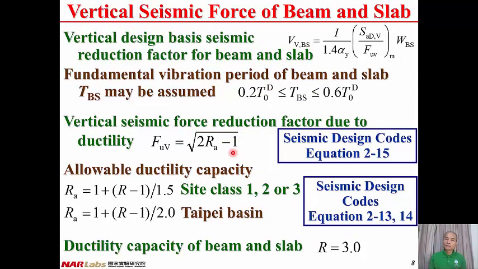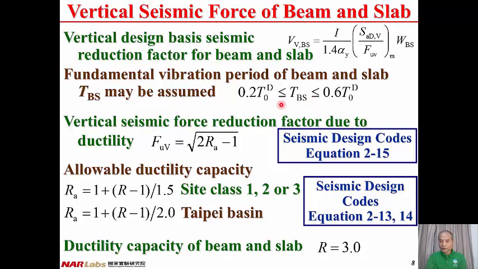And the vertical design basis seismic force reduction factor for the beam and the slab can be considered with the information about the fundamental vibration period of the beam and the slab. To make it simple, the fundamental vibration period can be found from dynamic analysis of the structure or by the assumption that it lies between 0.2 T0D and 0.6 T0D, and T0D is the corner period between the short period and the medium to long period.